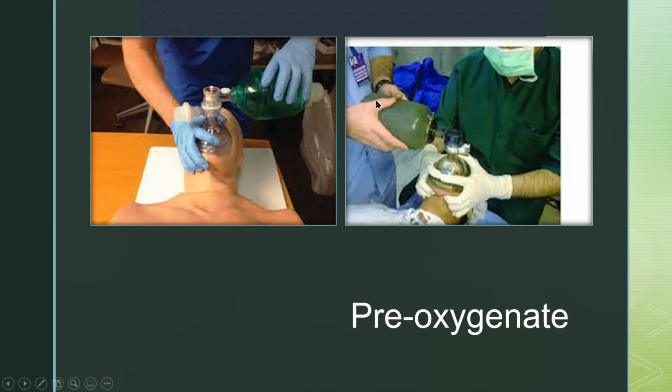The one-handed method is the more common one that we use, simply because we never have enough people on a resuscitation. But if you have enough people, then the two-handed method is, of course, much better. You have much more control and a much better seal.